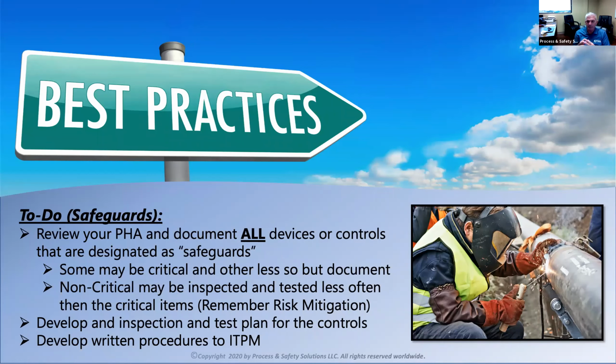So if you have a device that is critical, that is reducing a scenario that we don't want to happen, then obviously that is something that we need to test and inspect more frequently than those items that may not be as critical. Maybe it's an economic issue or environmental issue. Not that those are not important, but certainly from a health and safety standpoint for our employees, those are less critical.